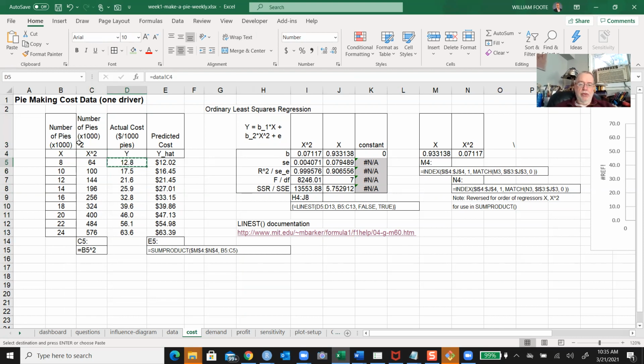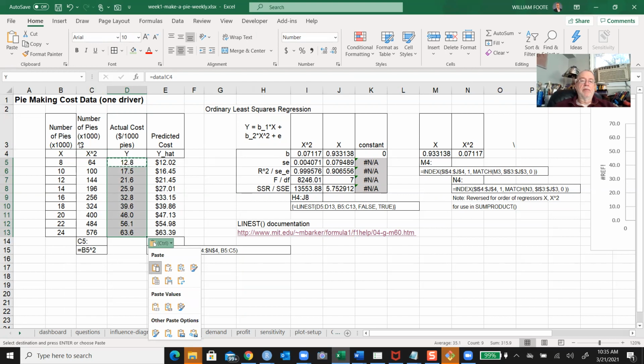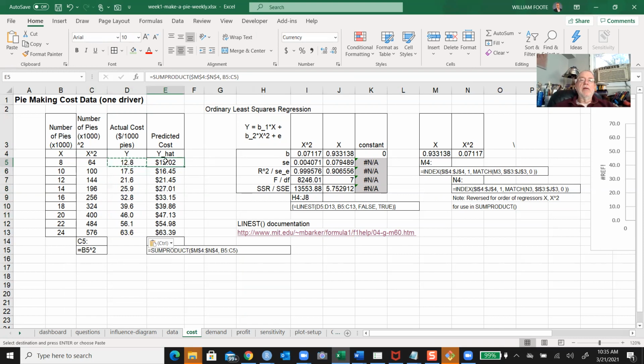I just did a Control C and now a Shift down arrow, then a Control V, and that's done. And here I'm using something called the sum product of two columns. One column, and what I'm trying to do here is take the sum product of these two numbers times these two numbers over here. Where did I get these?